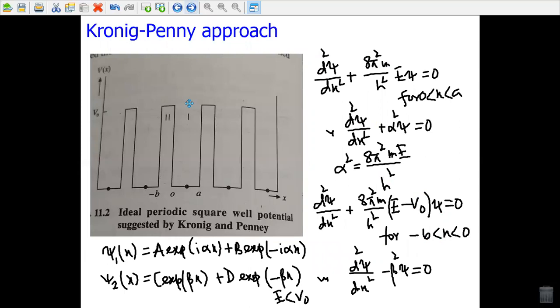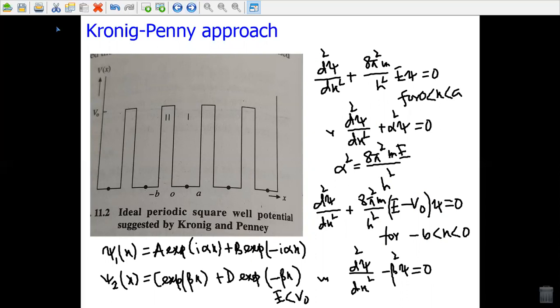Another approximation is that we consider n lattice points on a ring of length na, and suppose the potential is periodic in a, so that V(x) equals V(x plus some integer times a), and from the symmetry of the ring, we look for eigenfunctions such that psi(x plus a) equals some constant times psi(x), right? So these are the basic approximations by which the Kronig Penney model can be solved.